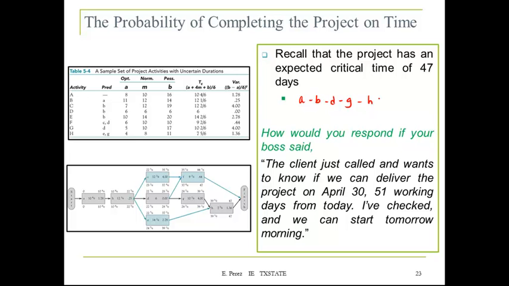What would you say? Would you be able to complete the project with the estimates? Would you be able to tell your boss that, oh yeah, we can have that ready, we're going to have some time? Exactly. Still, we are dealing with estimates, and we cannot tell with certainty, yes, we're going to have the project ready in 51 working days.